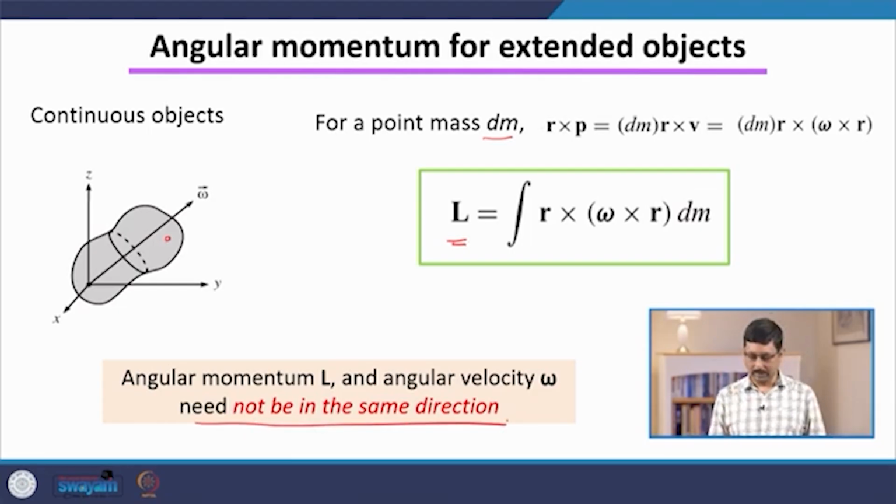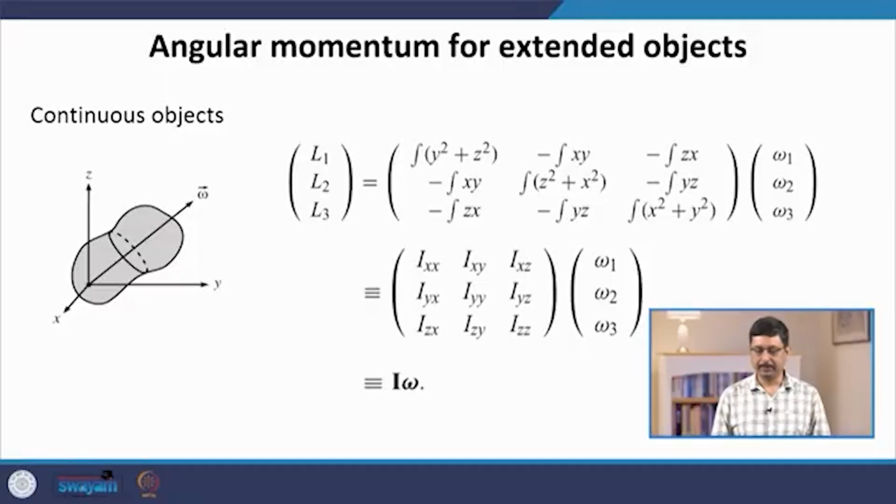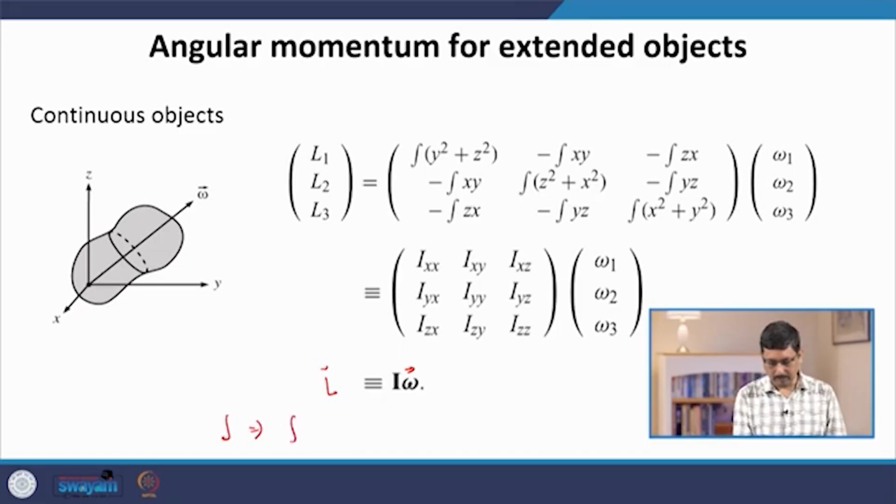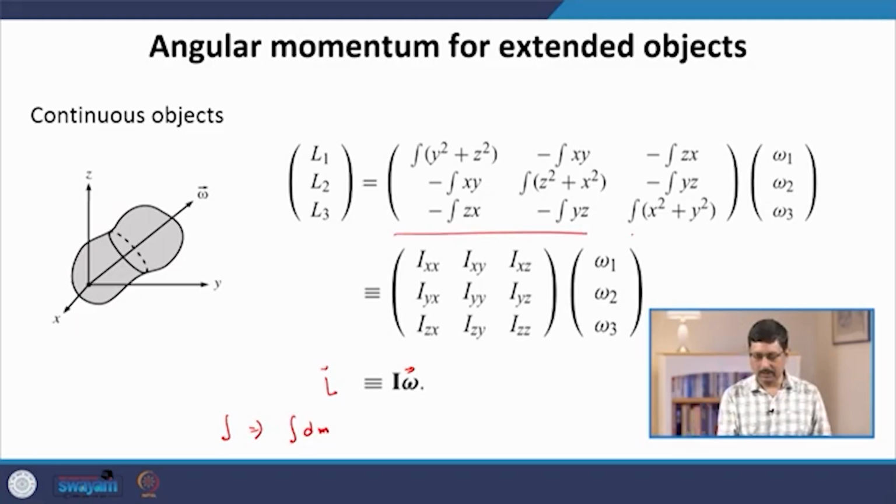So, this is the counterintuitive fact that sometimes makes rotational motion more strange than it should be. So, keep that in mind, and now I show you the relation between the angular momentum and angular velocity for an extended object in a matrix form. Here is the shorthand notation for the integral over the mass distribution. So, this is the moment of inertia tensor.